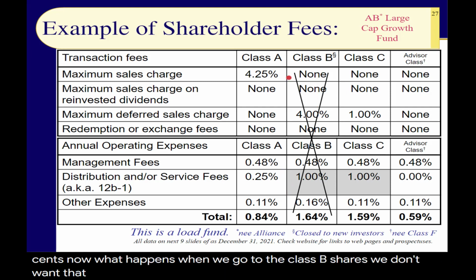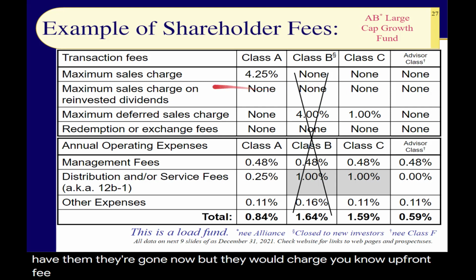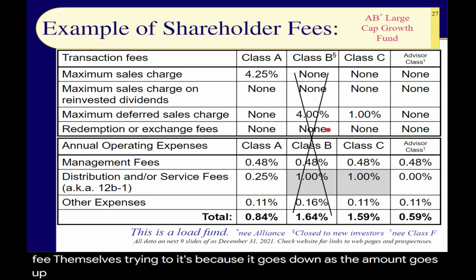We don't want that upfront fee, Ms. Broker. No problem. For you, we used to have them. They're gone now, but they would charge you no upfront fee. Cool. Notice it says maximum sales charge. That's because it goes down as the amount goes up. What's the maximum deferred sales charge, that contingent deferred sales charge?